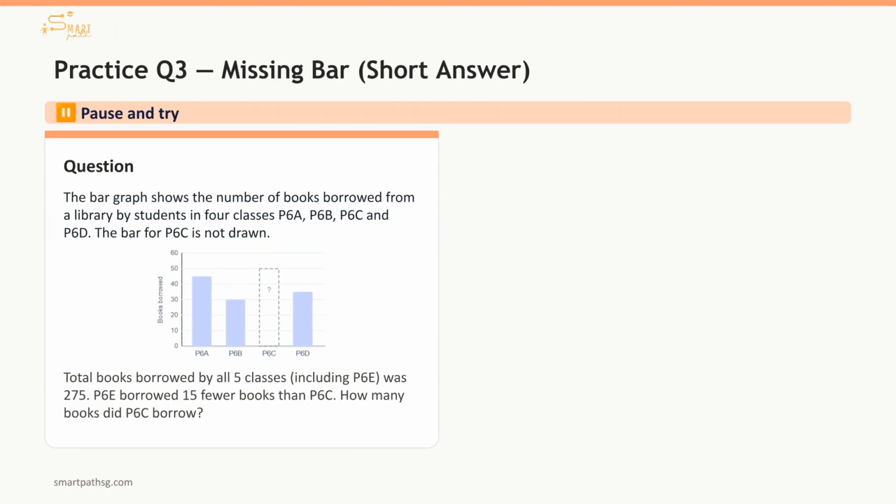Practice question 3 is the PSLE favorite type for bar graph, finding the value of a missing bar. In this example, read carefully, actually 2 bars are not drawn. We are given the combined total books borrowed by all 5 classes, books borrowed by 3 of the 5 classes, plus a relationship between the 2 missing bars. Pause the video and give it a try yourself first.